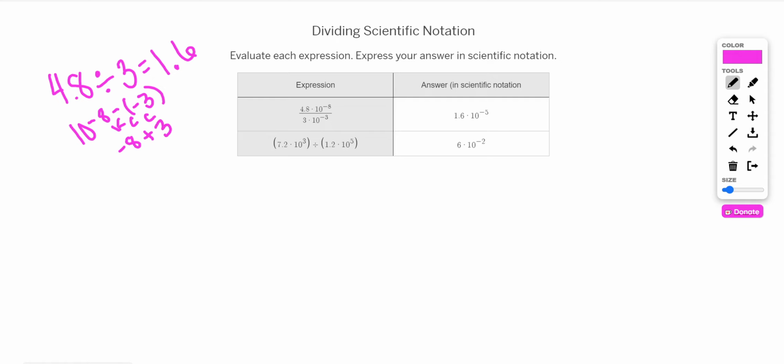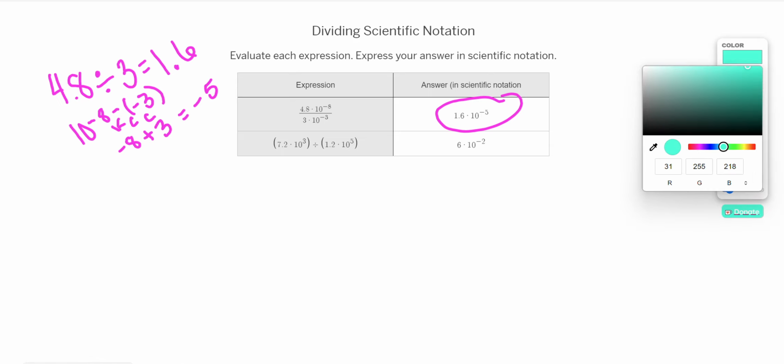So like I tell my students all the time, think about money. If you have negative 8 plus 3, it should not be 11. You should think about if you have money, negative $8 in a bank account, and you put $3 in, now you should have negative 5 as your answer. So that's how we get our final answer of 1.6 times 10 to the negative fifth power.